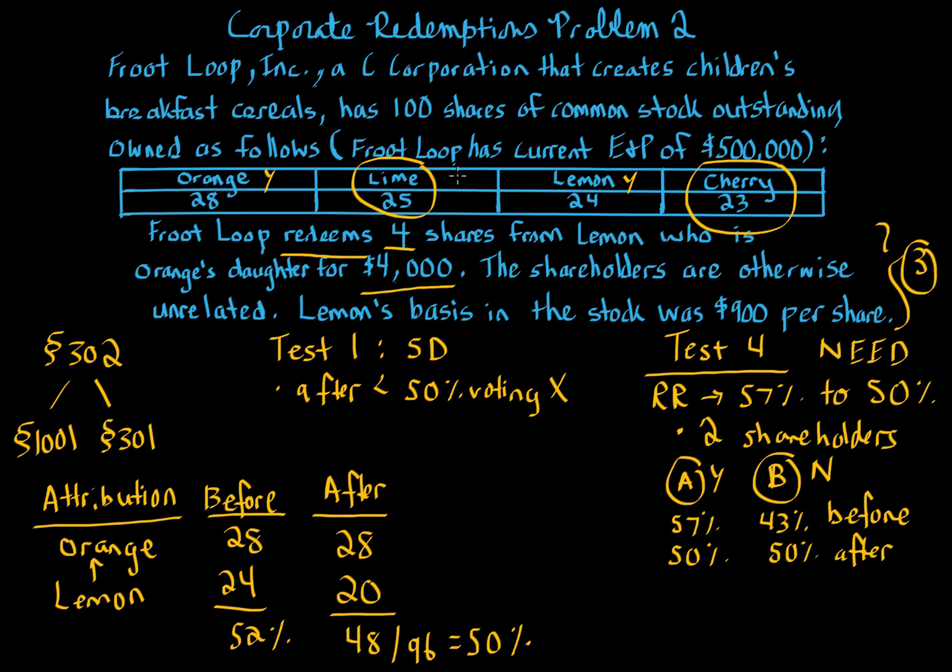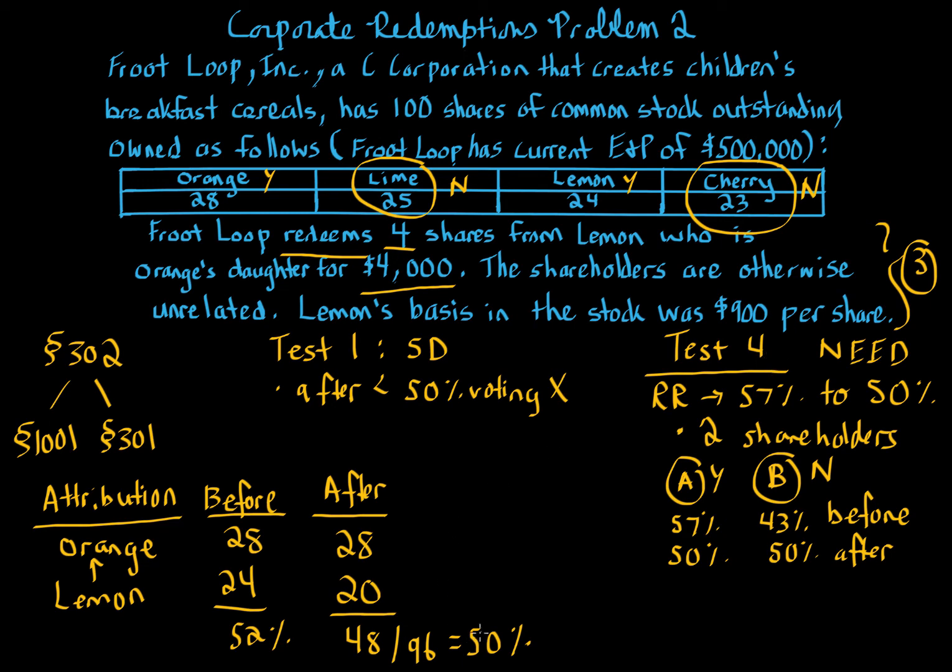Lime and Cherry vote no. So before, Orange and Lemon, as one shareholder, since they have 52%, they win. Again, the tax law through attribution treats them as one. Even though Lime and Cherry voted no, they're under 50%, so they would lose, and the brick and mortar stores would be closed even against their will, or against their decision.